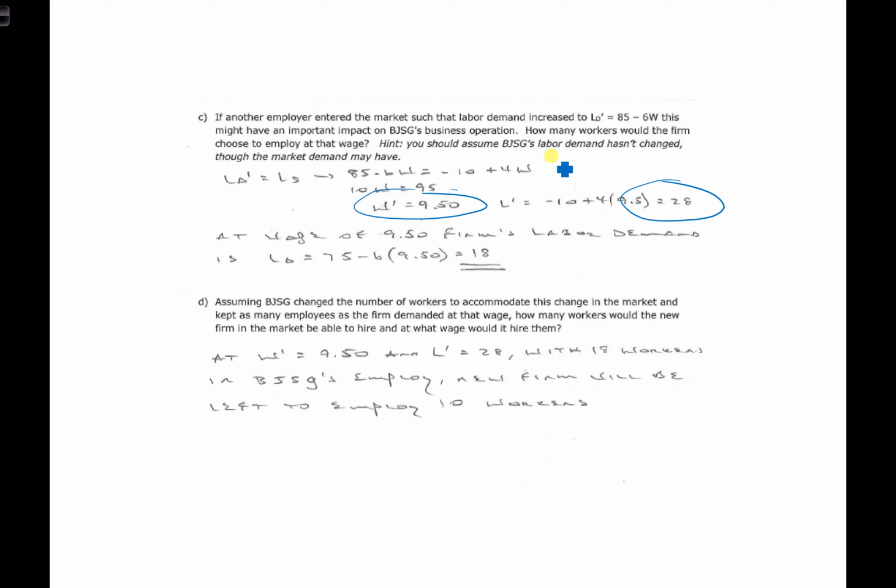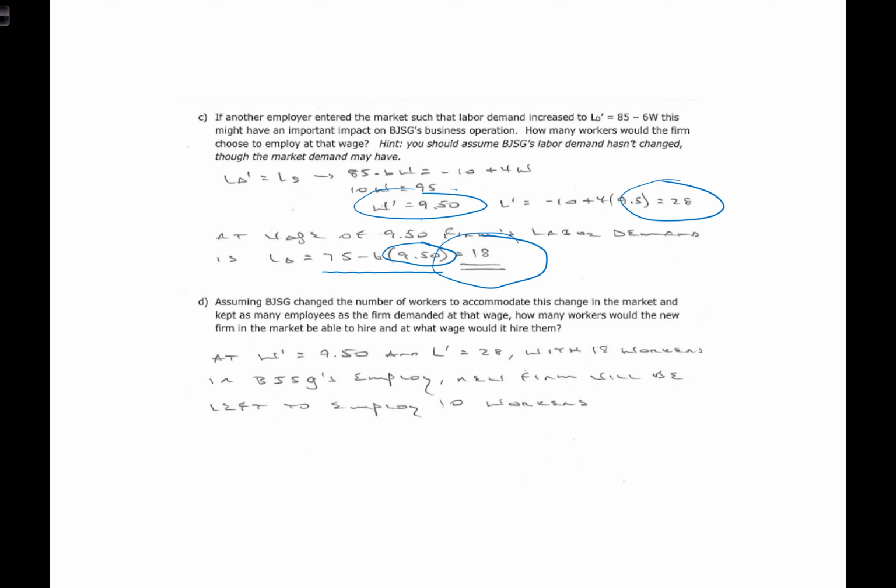And I've said the BJSG's labor demand hasn't changed. Well, if labor demand hasn't changed, it is still 75 minus 6W. But now we have to plug the 950 in for W, and it tells us that we have 18 workers the BJSG will choose to employ. Because remember, they were employing 24. Now the wages went up, they will choose to employ fewer workers.